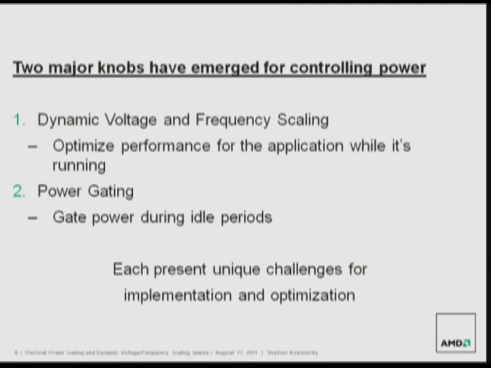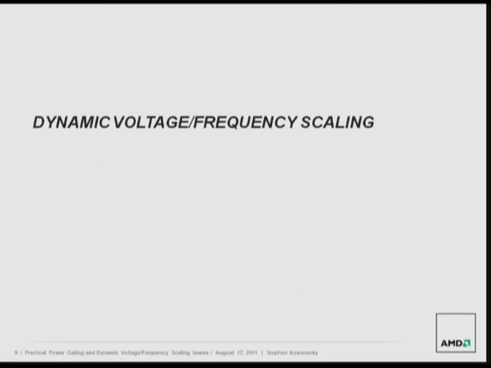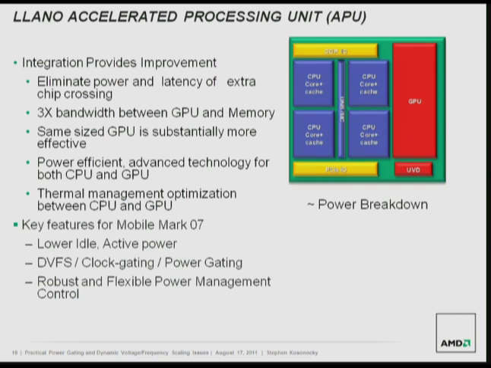So to deal with this, as mentioned, really two knobs have emerged for controlling all this power. One is dynamic voltage frequency scaling, where we really want to optimize performance for the application while it's running. And the next one is power gating. And here we really want to gate the power during the idle periods. And each of these knobs really presents unique challenges for implementing them efficiently and optimizing those functions. So let me dive into DVFS here.